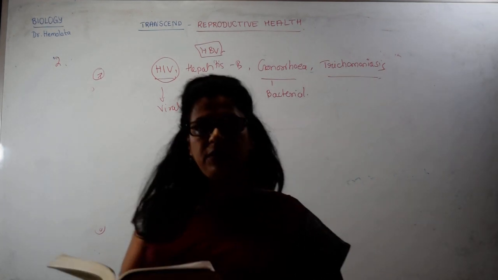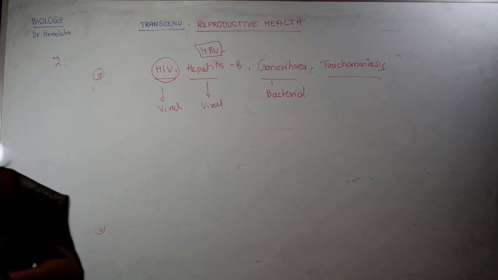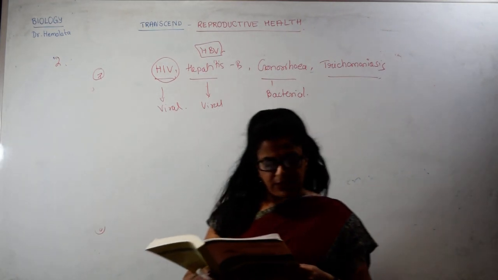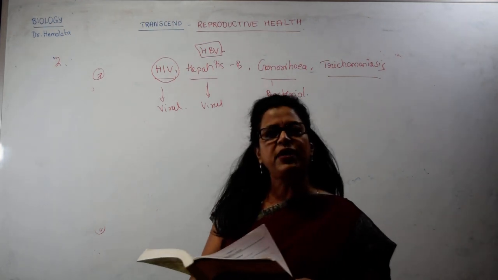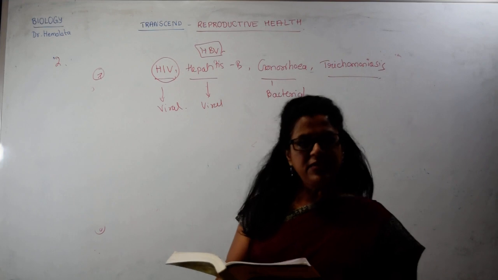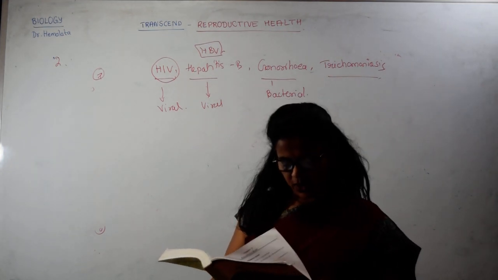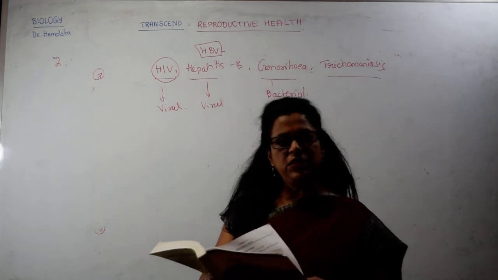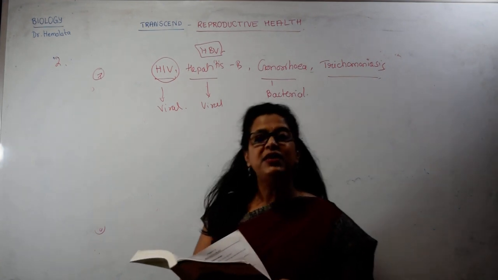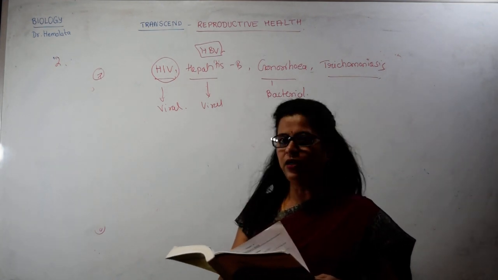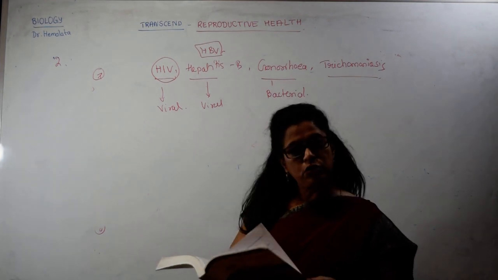Next, the eighth question says there is a diagram given where the two fallopian tubes are cut and tied back. What is the figure given below showing? If the two fallopian tubes are cut and tied back, it must be the surgical contraceptive method called tubectomy. That is why the answer should be tubectomy.